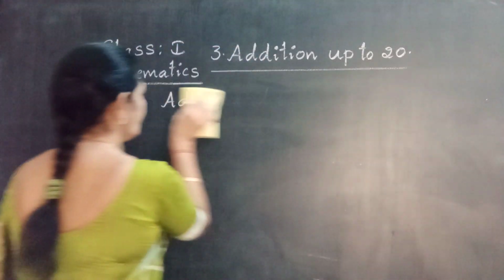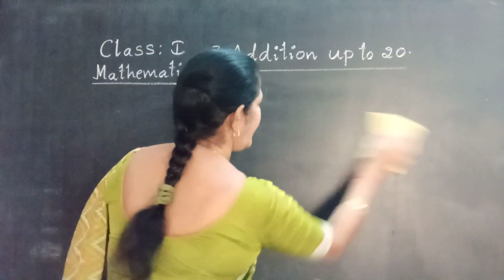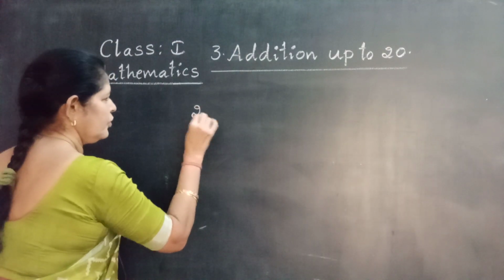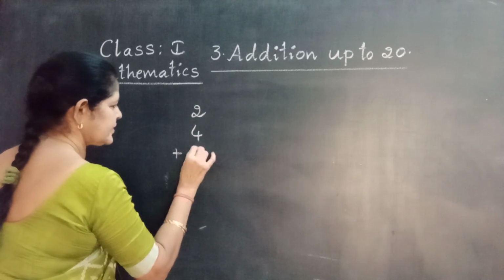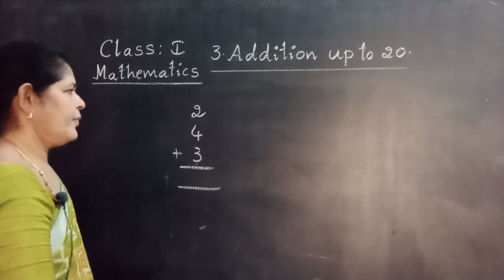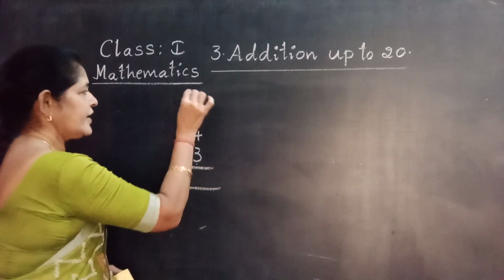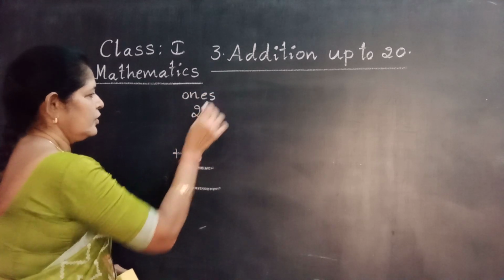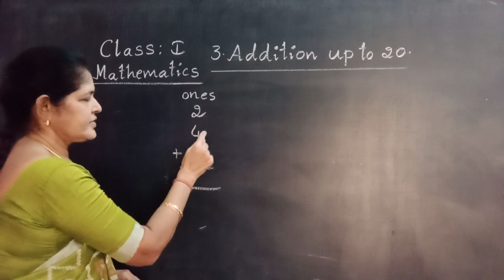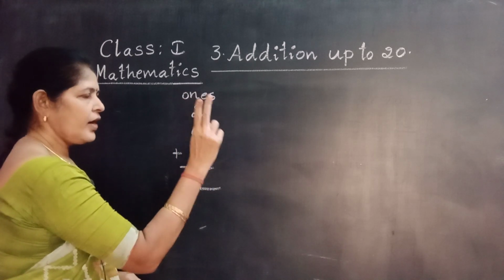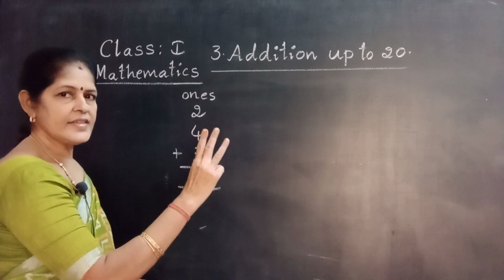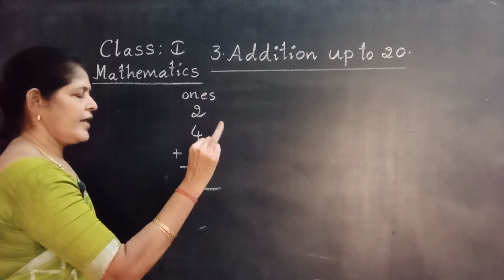Adding 3 one-digit numbers: 2 plus 4 plus 3. All are one digit, meaning ones. First adding these two numbers. Take 2 fingers, 4 after: 5, 6. Keep 6 in the mind, take 3 fingers, 6 after: 7, 8, 9.